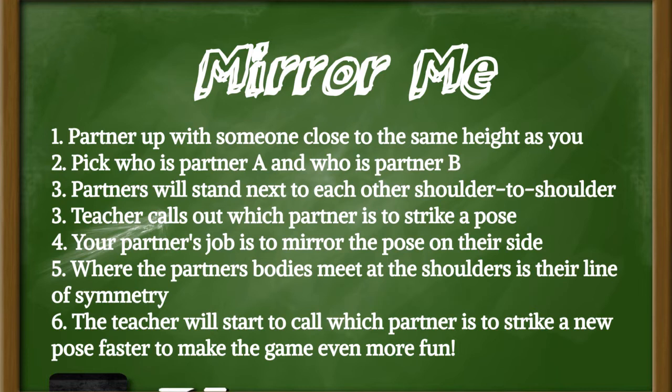Their partner's job is to model that pose exactly the same, or like symmetry, like looking in a mirror. Lines of symmetry represent being able to fold an image over, and it's the same thing. So if your partner sticks up one arm, you're going to do the same. Remember, when we fold something on a line of symmetry, both sides come out the same.